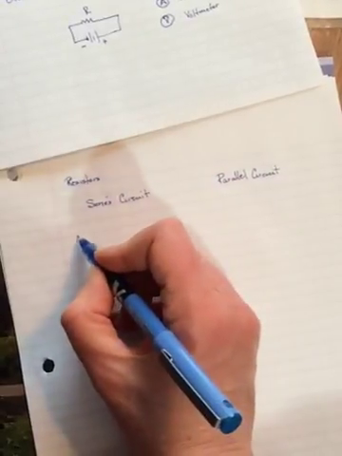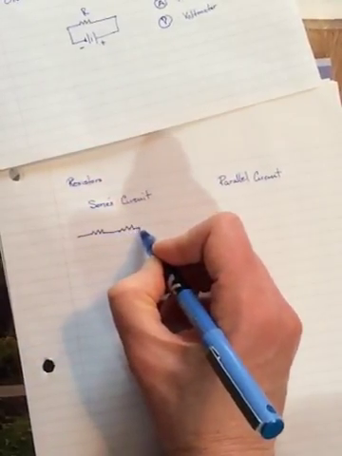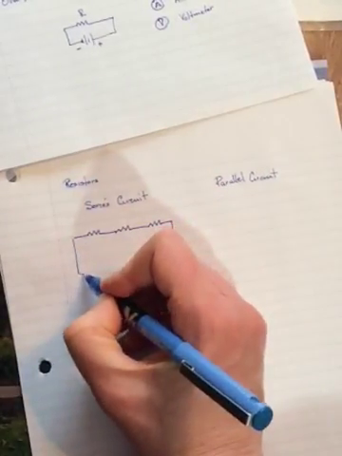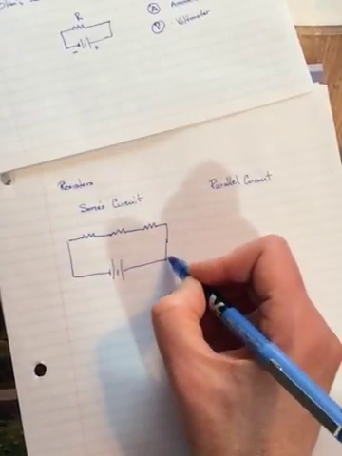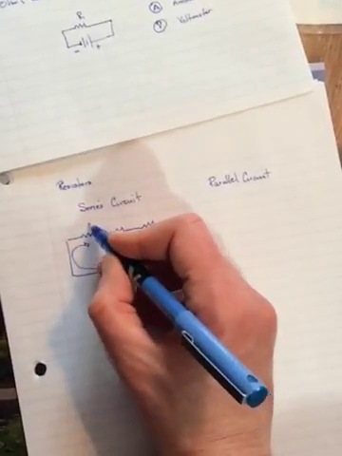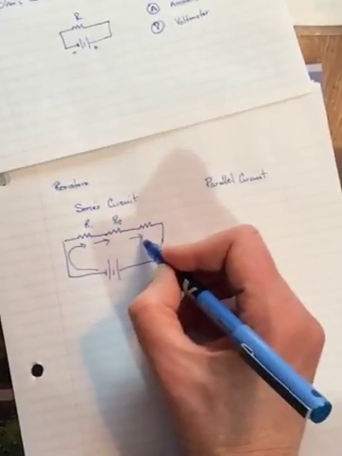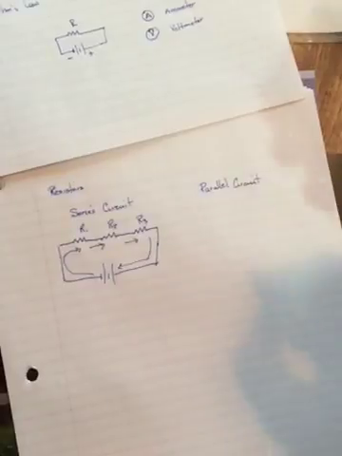A series circuit, the resistors are in series with each other. The current that flows through one flows through all. There is only one path. It does not have a choice. It leaves the battery, it flows around, it goes through R1, it goes through R2, it goes through R3, it comes back to the battery.